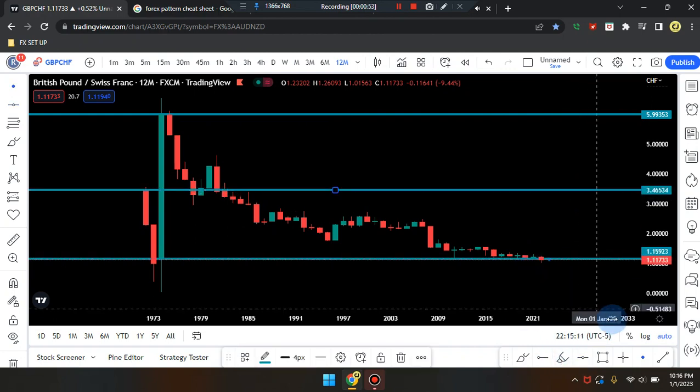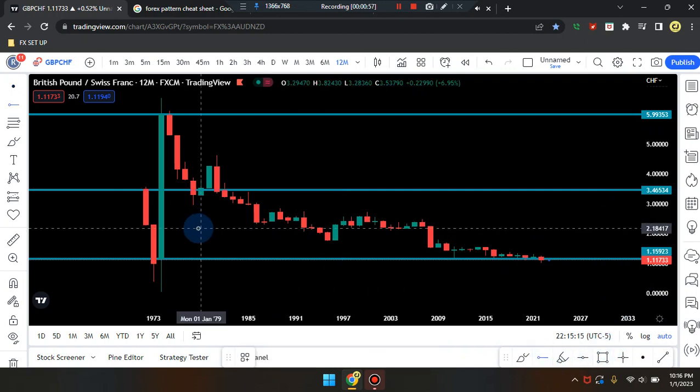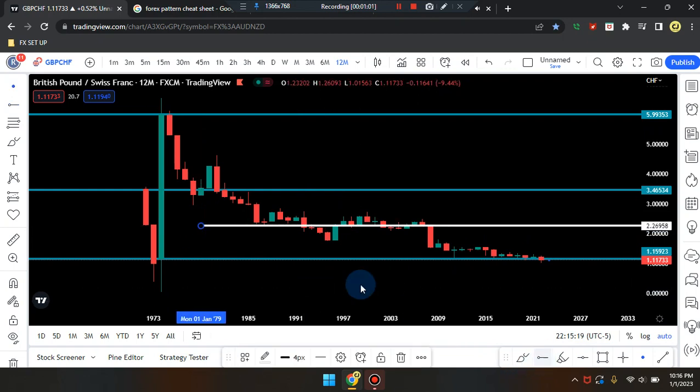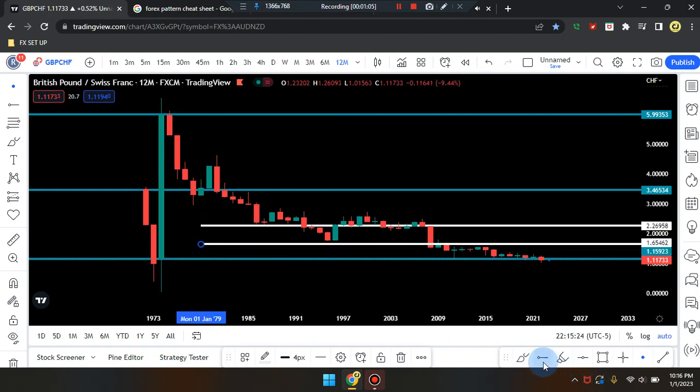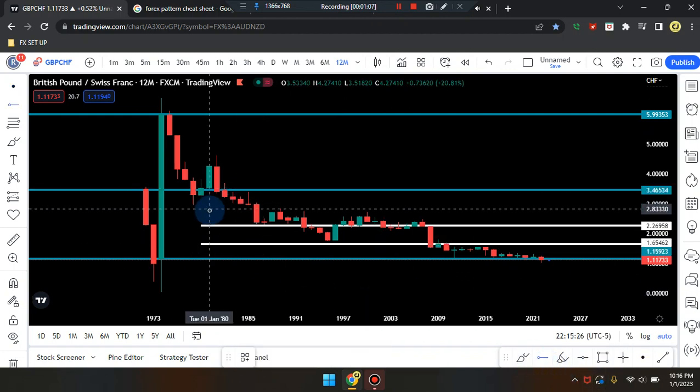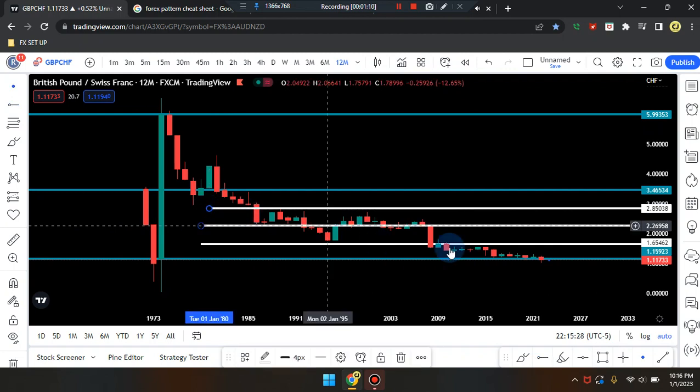Midpoint. Also adding second level lows, third level lows, and fourth level lows.